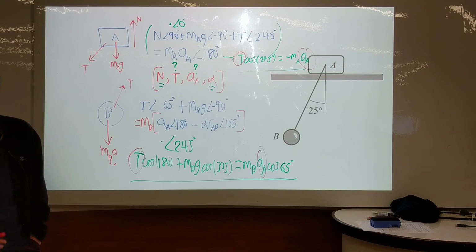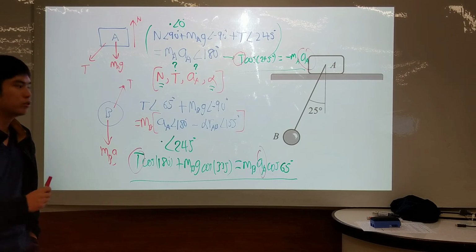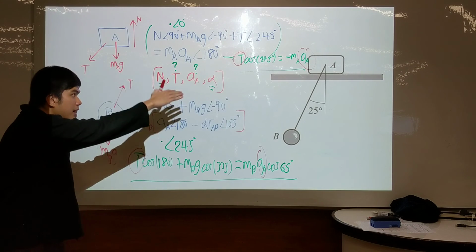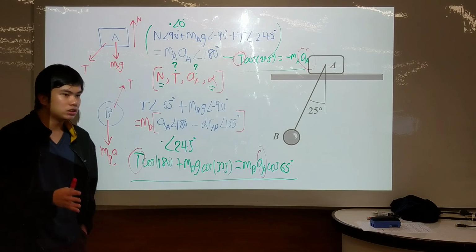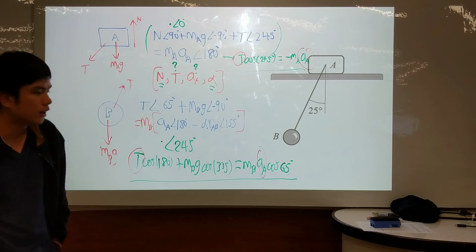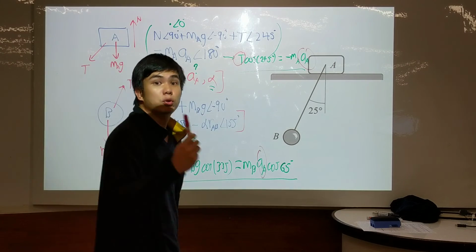So that's how you do it. So with the simultaneous equations, you get T and an expression of a in this manner, which is much simpler than just a simultaneous equation of four equations. That's all. So we'll go to the next question.